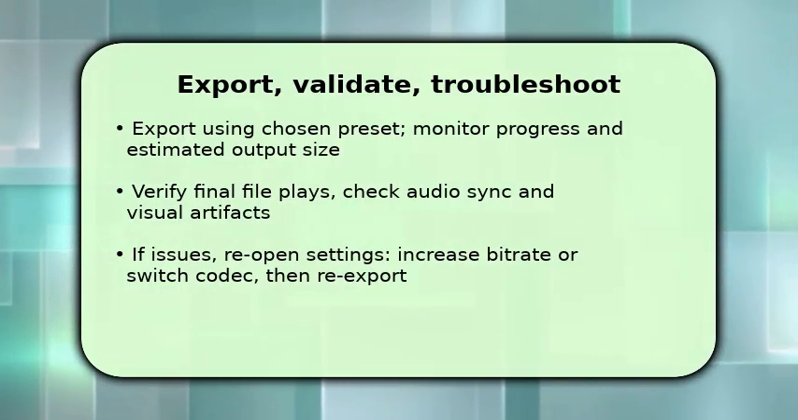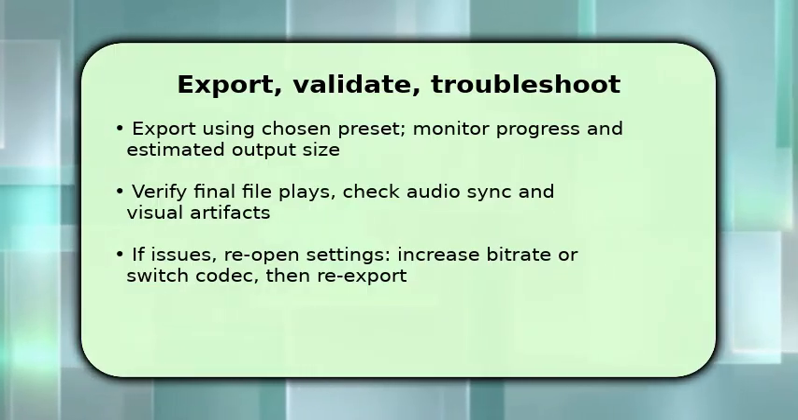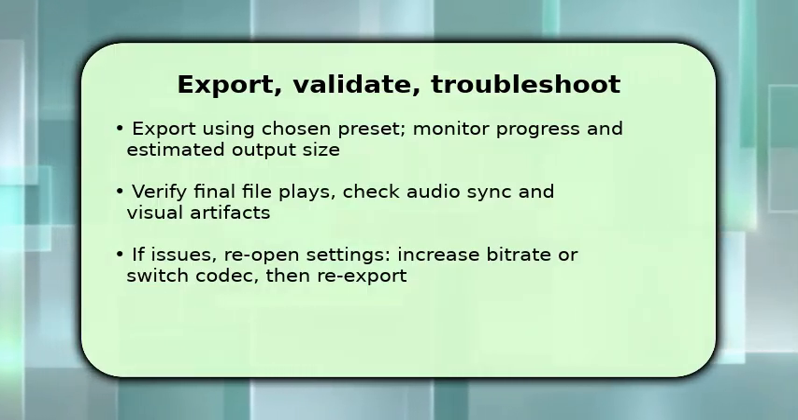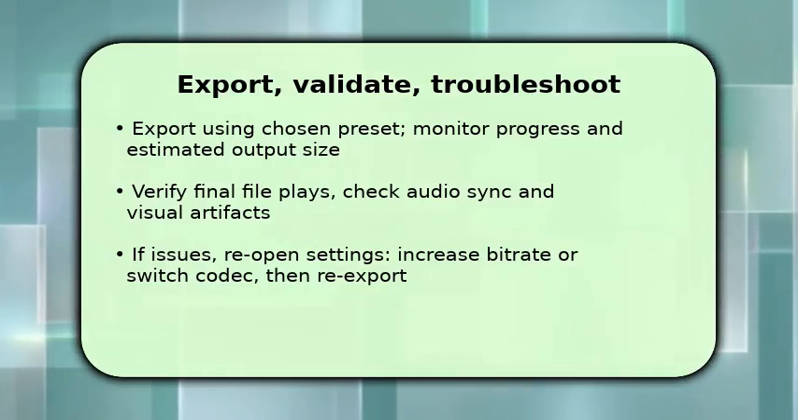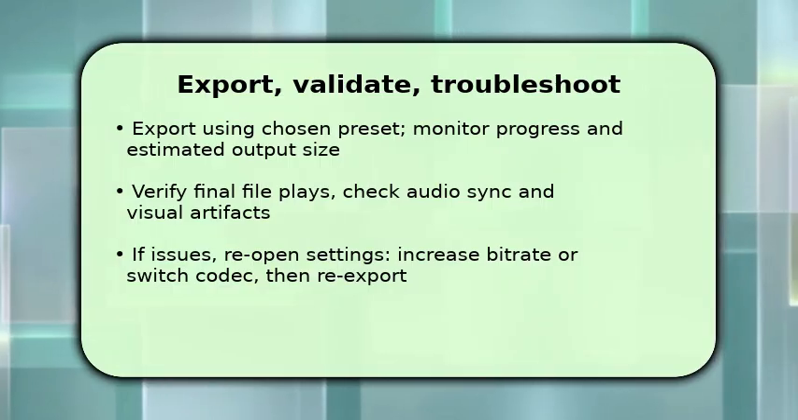If things go wrong, blurry image, stutter, or audio drift, reopen settings, increase bitrate or use a different codec, enable 2-pass, or keep original frame rate, then re-export a short test to validate the fix.